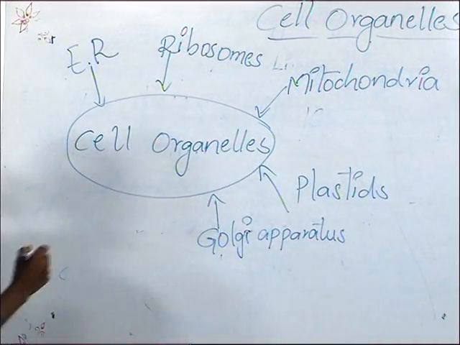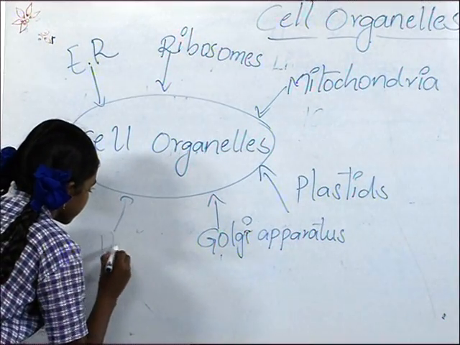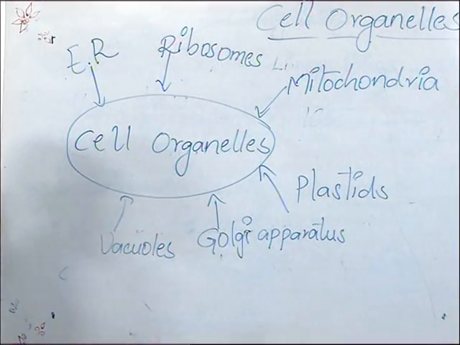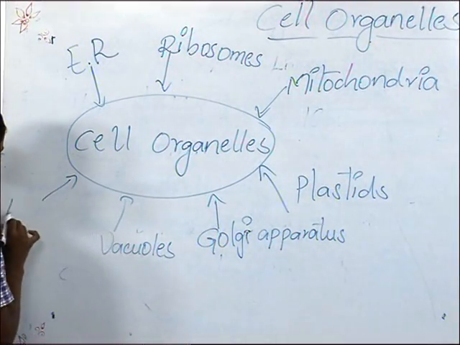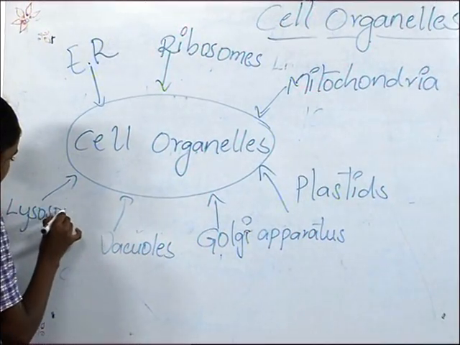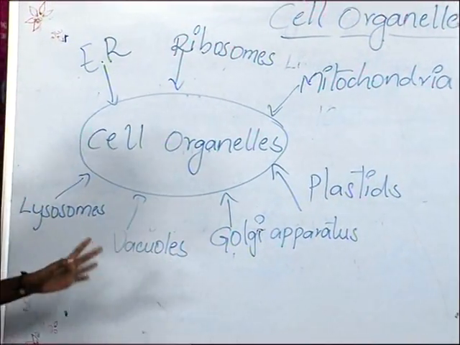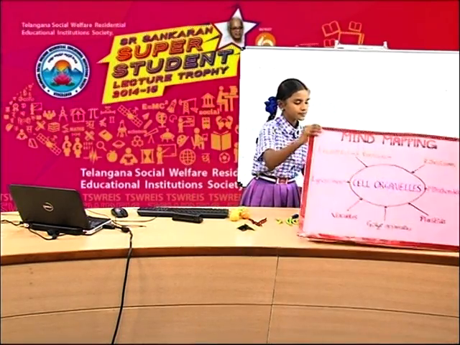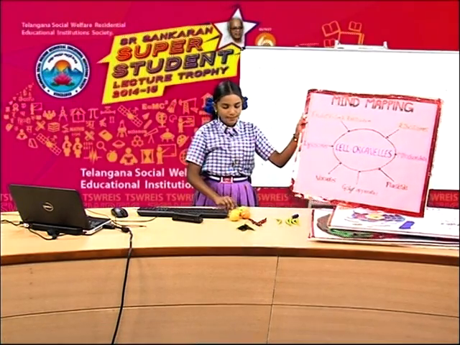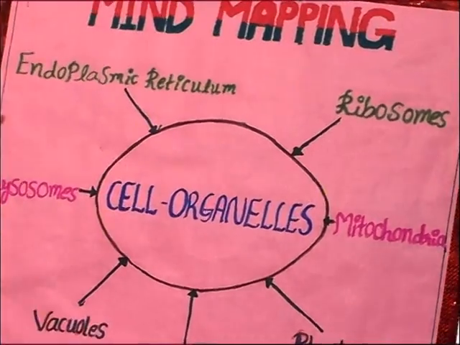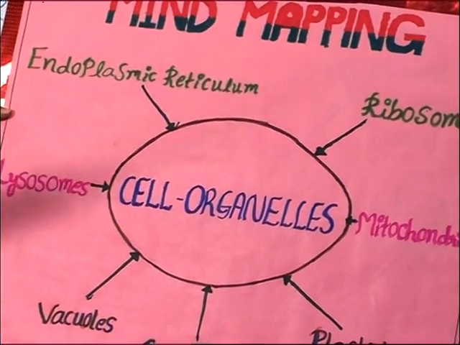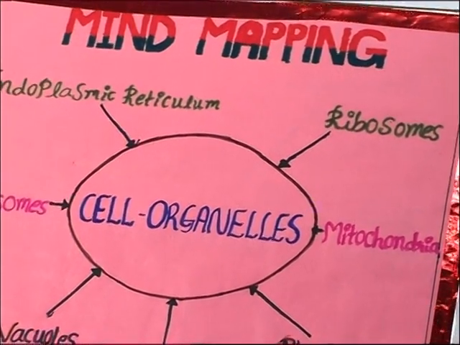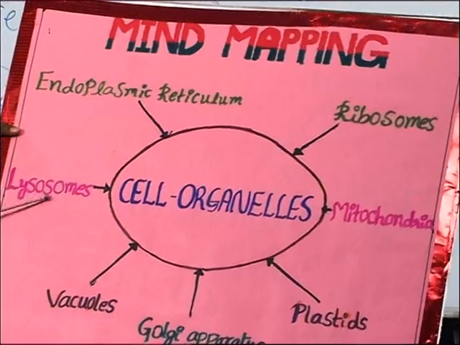Next, vacuoles. And last one is lysosomes. Now I show you a chart about this mind map. See here, this is the mind map of cell organelles. First one is endoplasmic reticulum and ribosomes, mitochondria, plastids, Golgi apparatus, vacuoles and lysosomes.